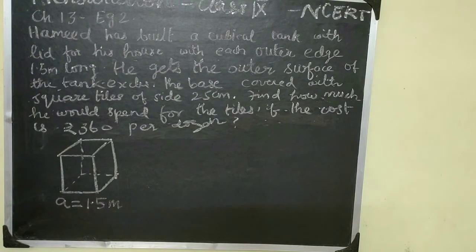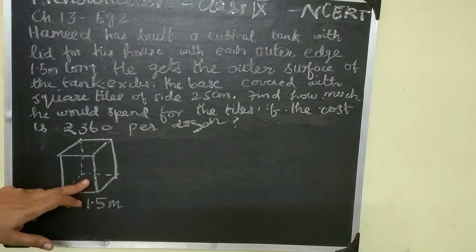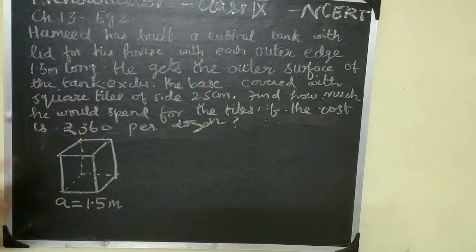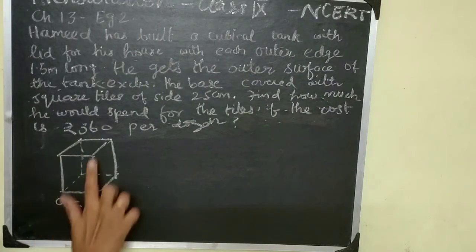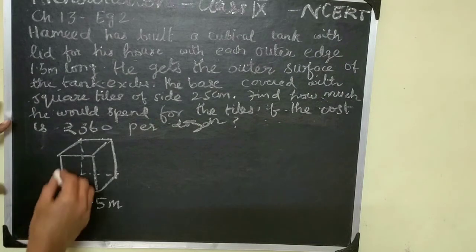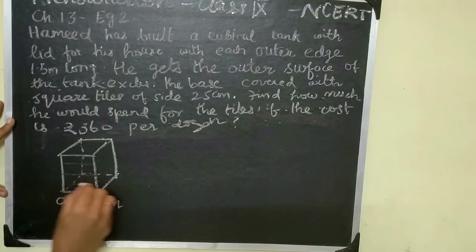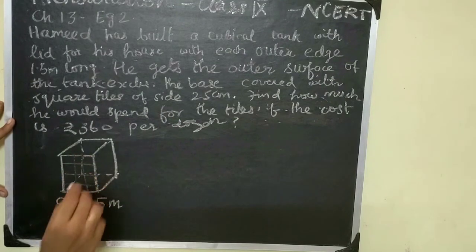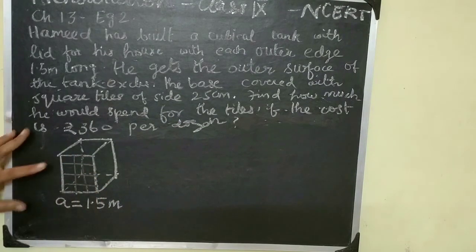So next, he gets the outer surface of the tank excluding the base. That means we are not needing the bottom, only the walls and the top. So totally 5 surfaces, covered with square tiles of side 25 centimeter. So he is covering these outer surfaces with tiles. Now how will it look like? Think about the bathroom. There you will see that the tiles are stuck on the wall. So similarly here also it will look like this, where the surface is covered with square tiles.